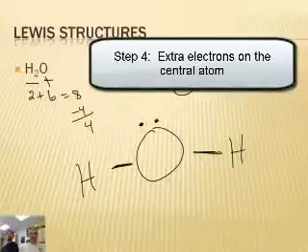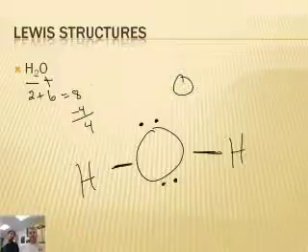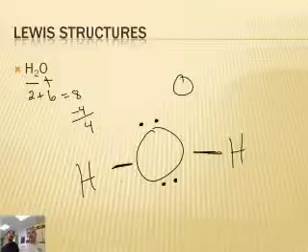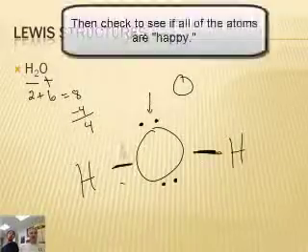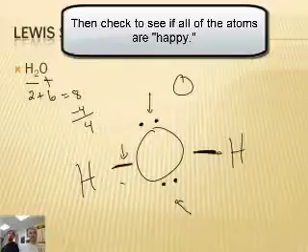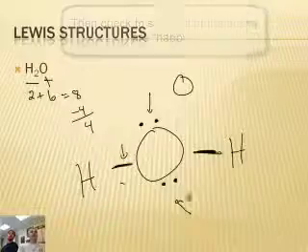So I put 1, 2, 3, 4. And we distribute them in pairs. Always in pairs. Now, important thing: we ask, is oxygen happy? Let's count. 2, 4, 6, 8. It's happy. That's it. We're done. All right, that's easy.